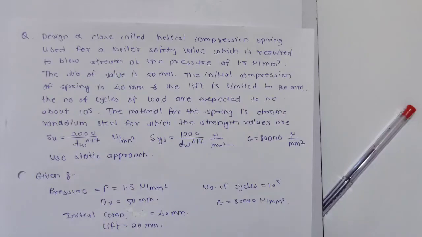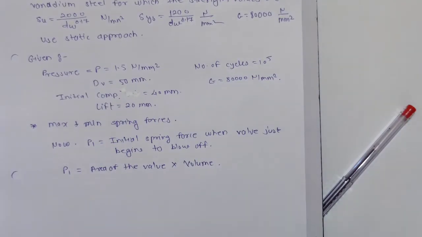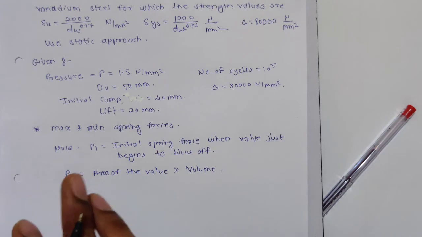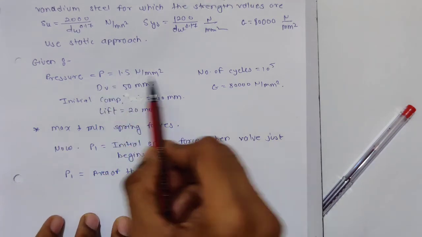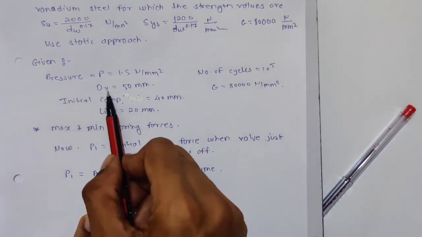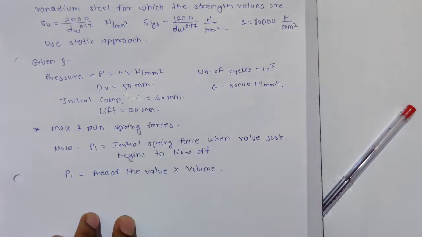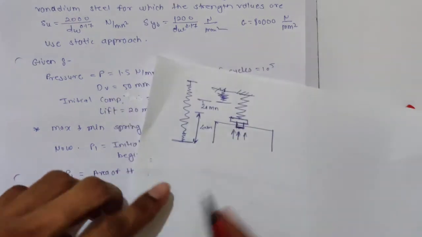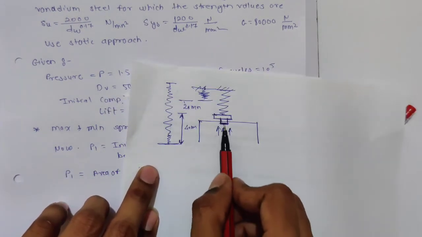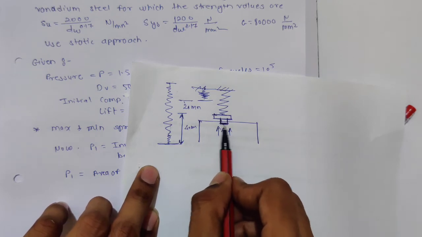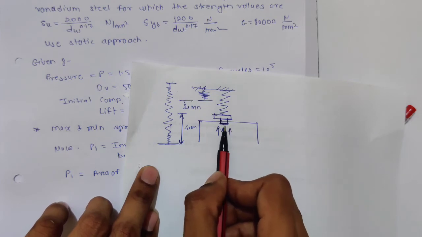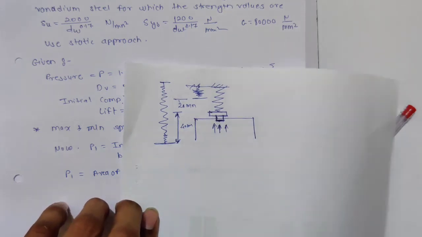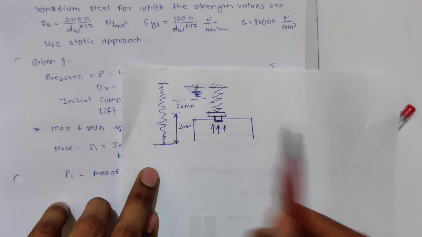Okay, so first of all we have to find the value of maximum and minimum force, because it is not given in the problem. So now pressure given 1.5 Newton, number of cycles 10⁵, dV, that is wall diameter, is 15 mm. So this is the pressure and it is acting on this diameter. Okay, so force is nothing but pressure into area. So we can find the force. So initial force, we will get initial force. Okay, so initial force will be this pressure into area.